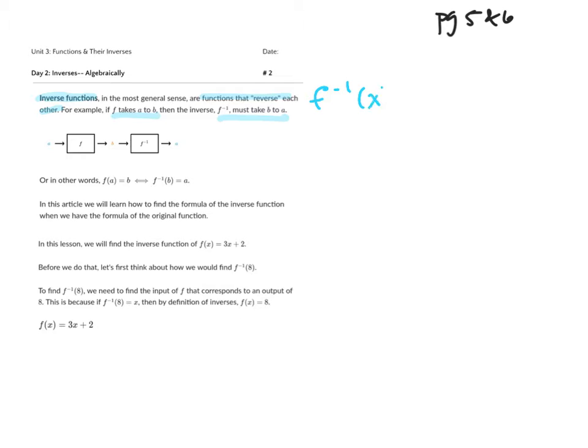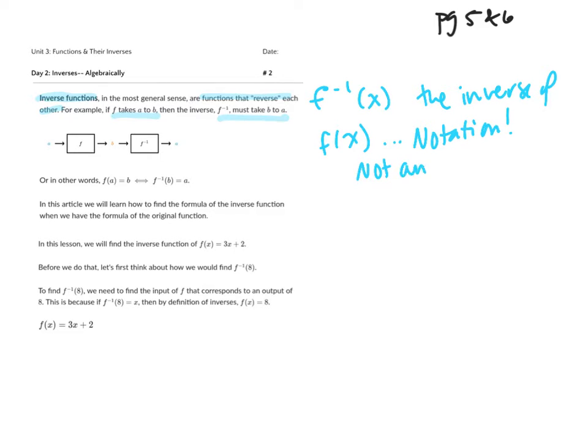So this is the inverse of f of x. It's notation. It's not an operation. That's a really common misconception because we're used to exponents, right? And so we want that to mean something. We can have negative exponents, but because it's sort of on that f, that means something different.